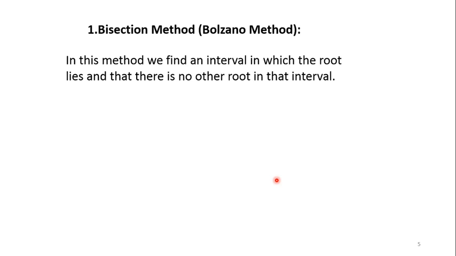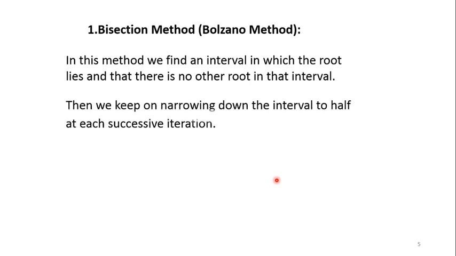The first method is called the bisection method, or it is also called the Bolzano method, as it was given by the scientist Bolzano. In this method we find an interval in which the root lies and in which there is no other root. Then we keep on narrowing down the interval to half at each successive iteration.